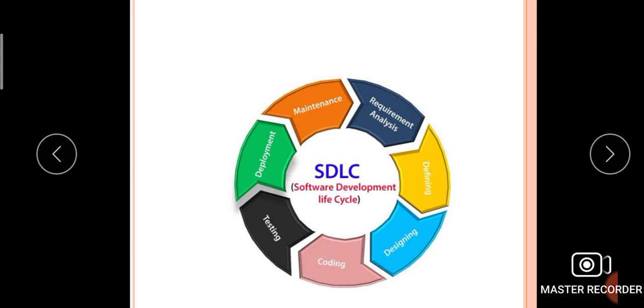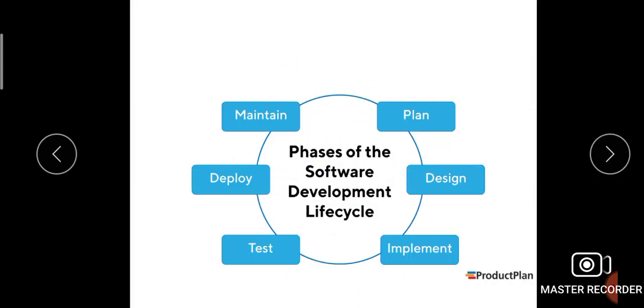Our first phase of SDLC is requirement analysis of the software, then defining of the software, then designing of the software, then coding of the software, then testing of the software, then deployment of the software, and then maintenance of the software. And all the phases are the same as our SDLC: first of all plan, then design, then coding, which means implement, then test, deploy and maintenance. So I hope dear students, you all easily understand this software development process concept.